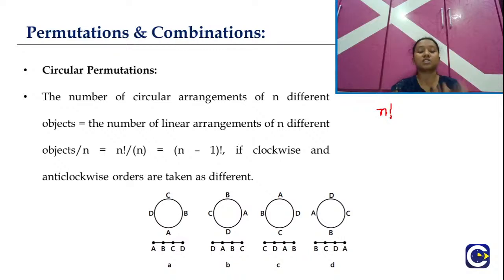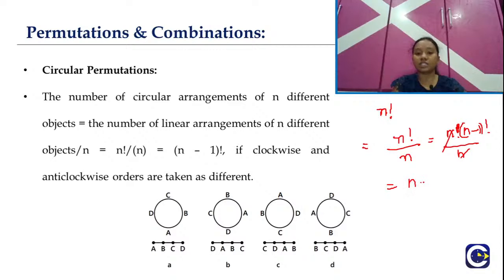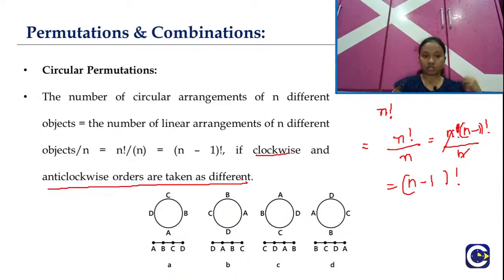But for a circular permutation, that is a circular arrangement of n different objects, it is given by the number of linear arrangements, that means in a straight line arrangement it will be n factorial, divided by how many objects we have. So this is the difference. Which is nothing but n factorial, which can be written as n into n minus 1 factorial divided by n. So n will get cancelled, which is equal to n minus 1 factorial if clockwise and anti-clockwise orders are taken as different.